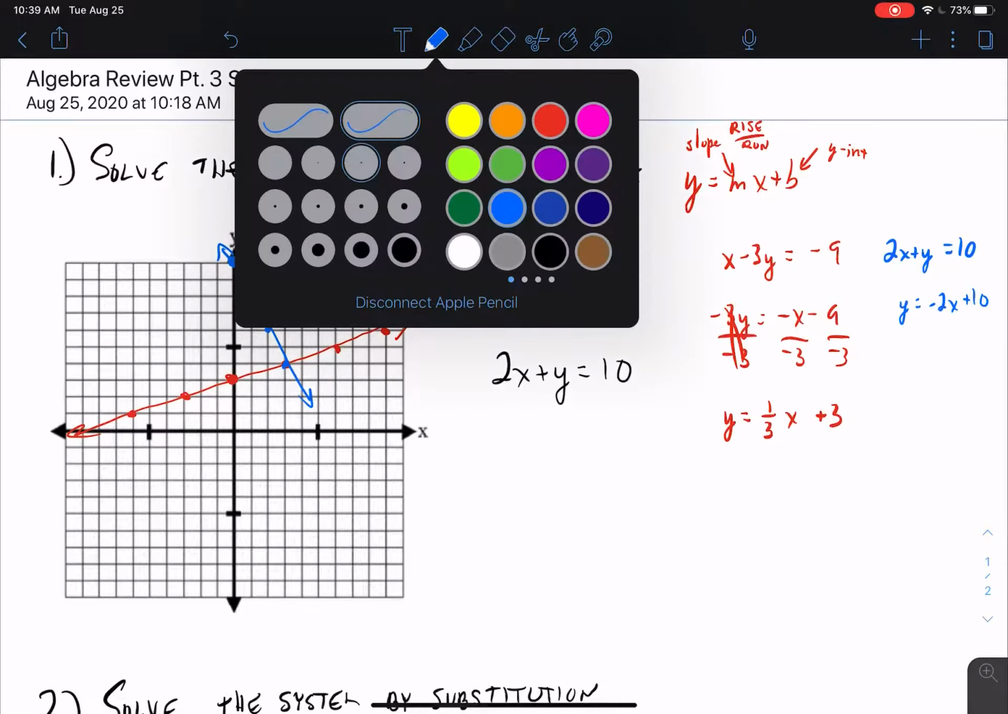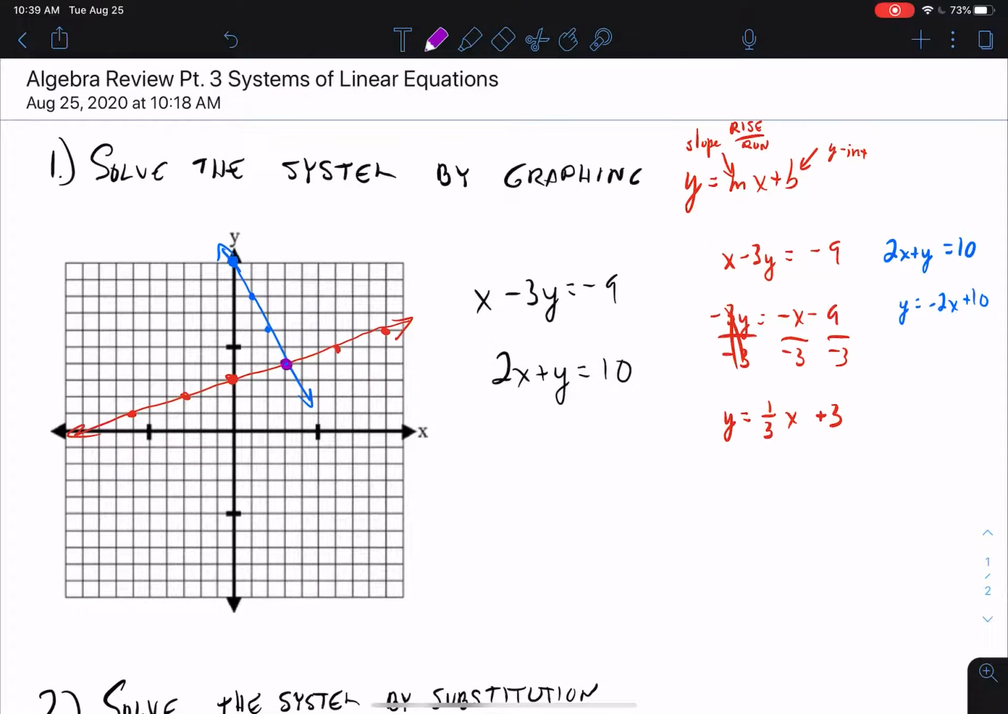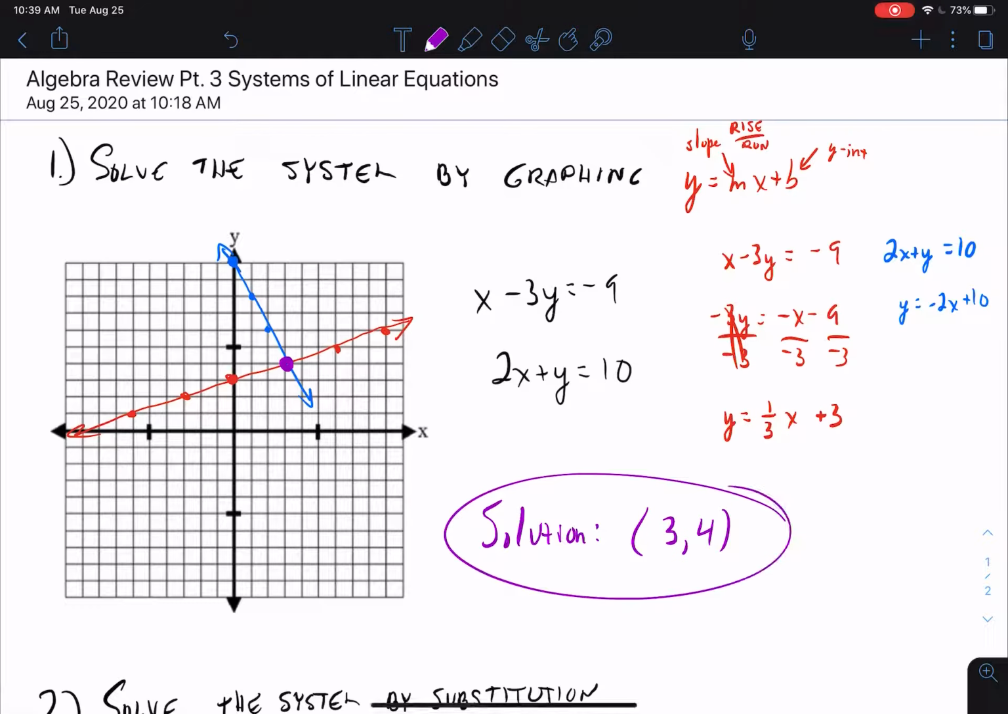And there you'll see there's an intersection point right here. That intersection point is the solution to this system. Okay, so the solution, it's a coordinate pair, so I need to put it in parentheses. The coordinates of that are 3, 4. So that is what we're doing when we are solving a system of equations by graphing, or just in general: we're trying to figure out what are the coordinates of the point where those lines intersect.